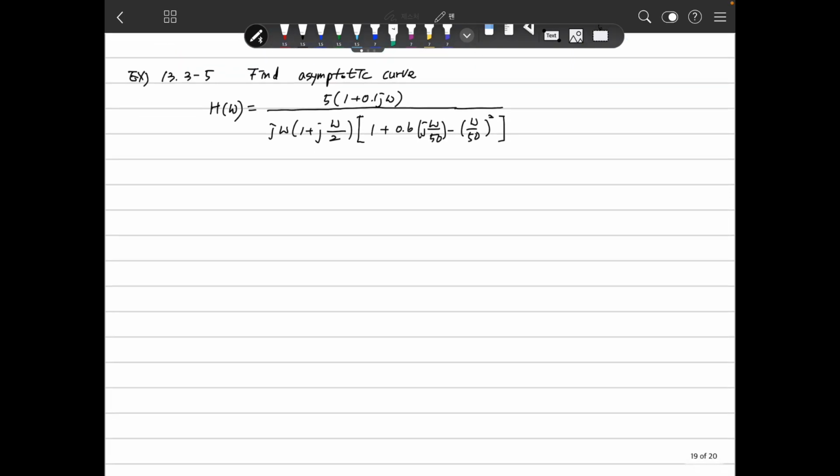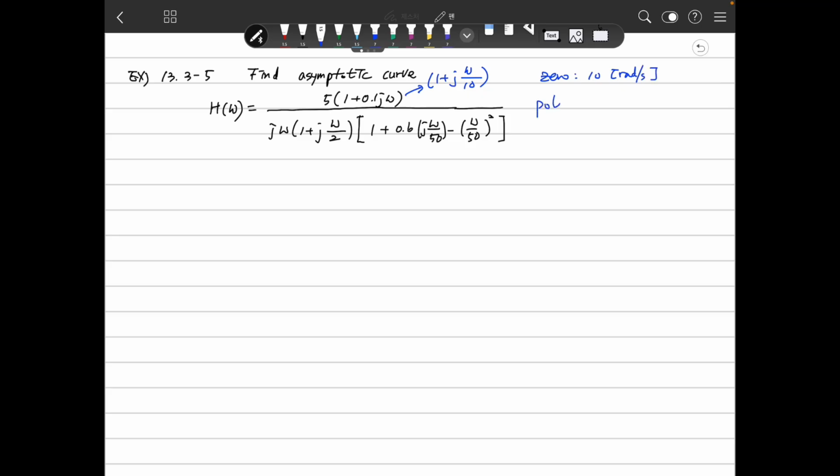So we can solve this example. From the viewpoint over here, we have the zero. Where is the zero? You can replace it; this will be 1 plus j omega over 10. The same thing, so the zero is 10. The unit of the frequency is radian per second.